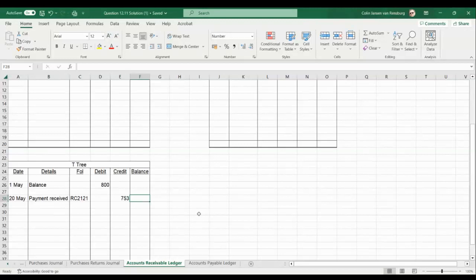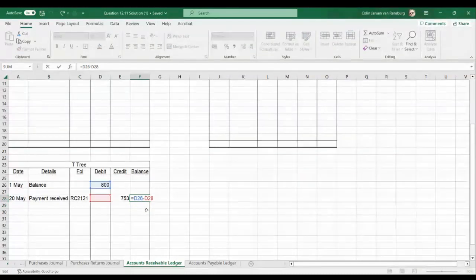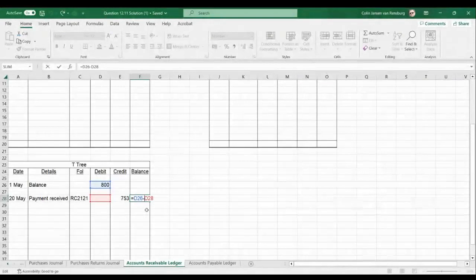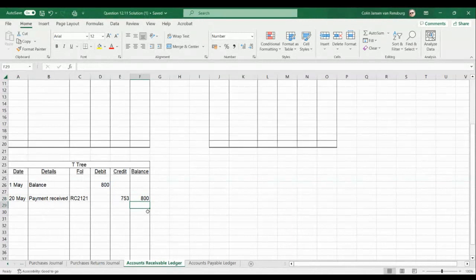So that will be equals, what is that now? D26 minus D28. I've done something wrong there. D26 minus D28. Now, why is it not working out for me? Let me do that again. There's actually something else I want to illustrate. In fact, let me do that now.